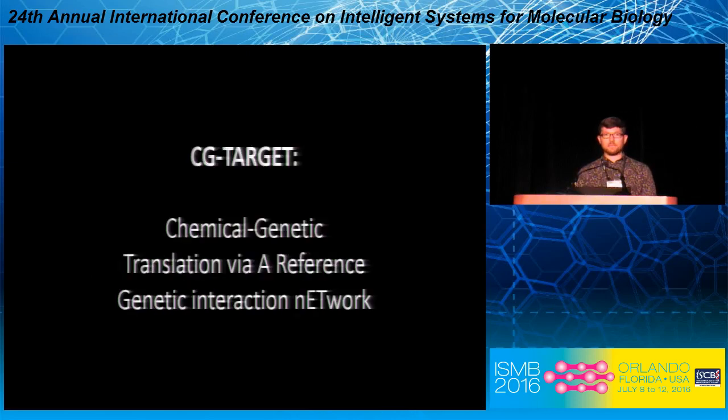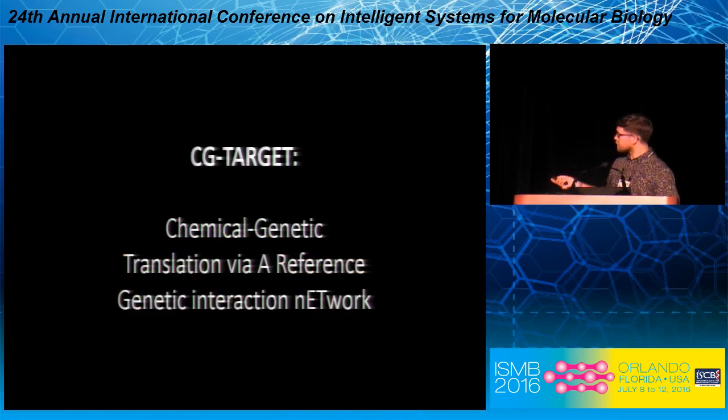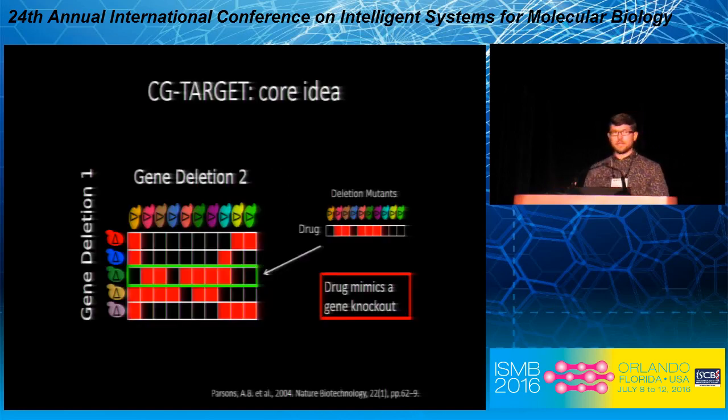Now that we have a way to generate these chemical genetic interaction profiles, we wanted a way to interpret them in a biologically meaningful way. The core idea of this pipeline that we've dubbed CG Target is that chemical genetic interaction profiles should be interpretable using genetic interaction profiles. And since we're working in yeast, Saccharomyces cerevisiae, we have the largest genetic interaction network to date, which is very informative. The Myers lab has been involved in scoring those interactions for quite some time now.